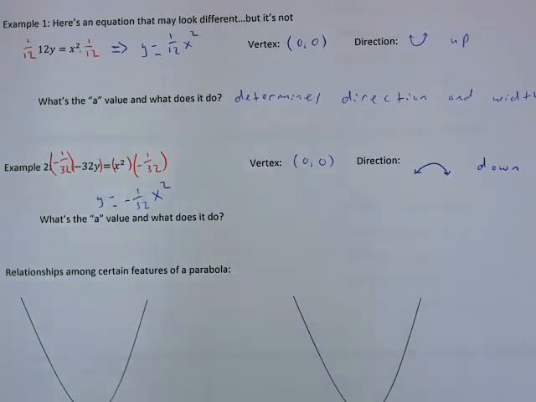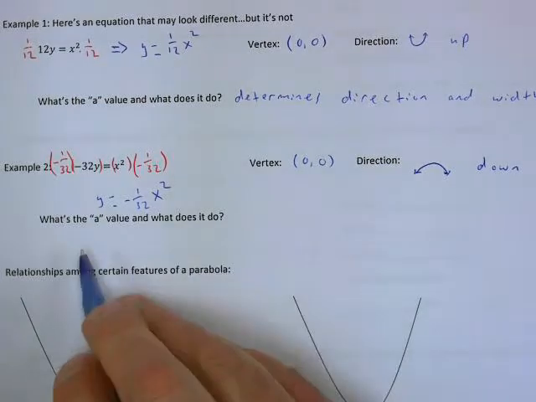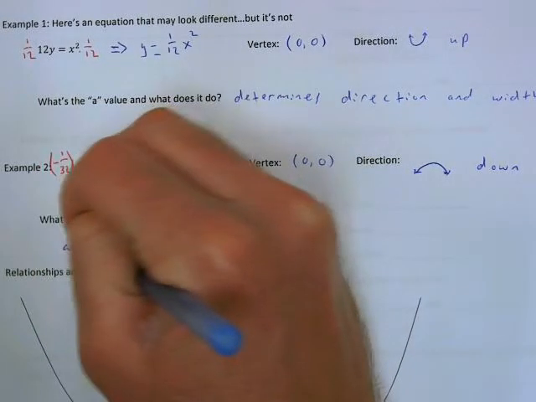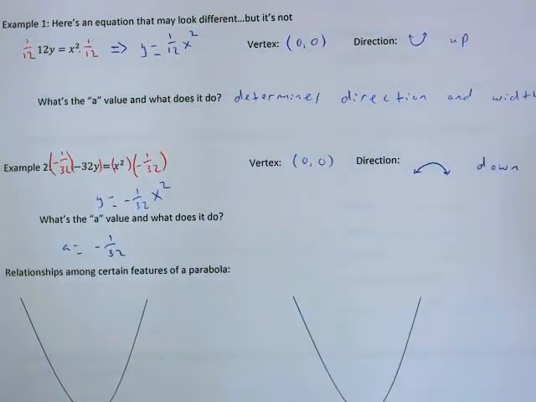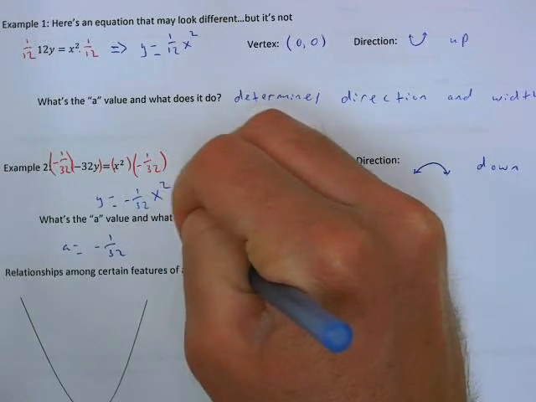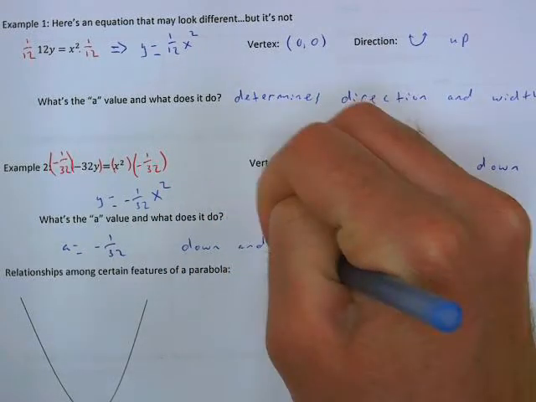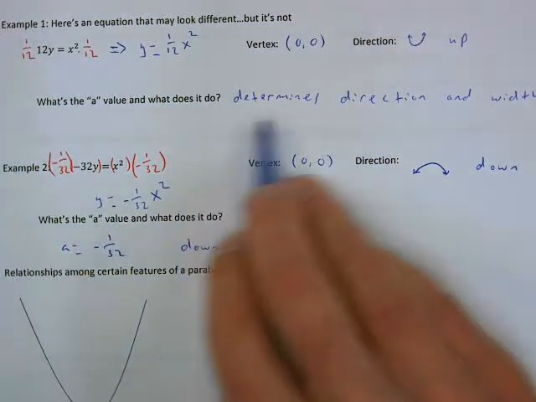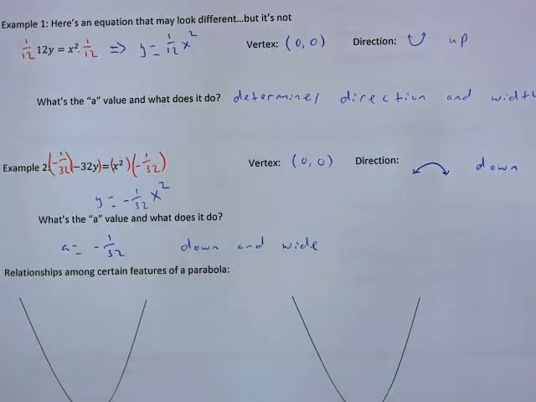Okay. So what is the a value and what does it do? Well, let's see. They asked what the a value is, so let's write it down. The a value is negative 1 over 32. And what does it do? Well, it made our parabola open down and wide. Okay. So in general, the a value determines the direction and the width. And then, this one we answered more specific to this problem. Since our a value is negative 1 over 32, that would be down and wide.